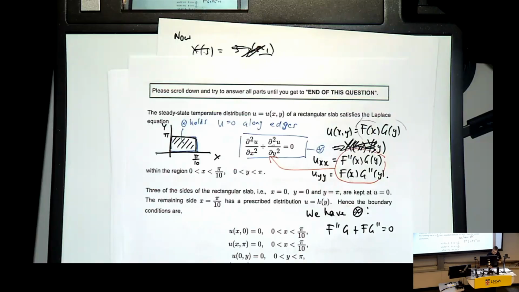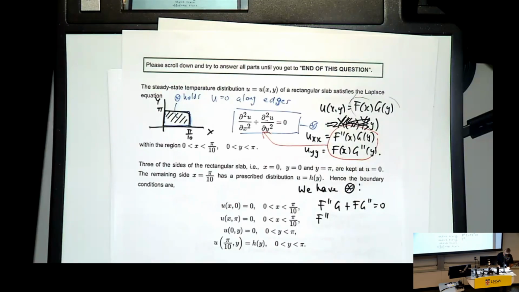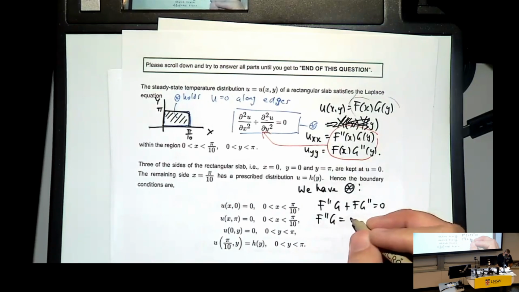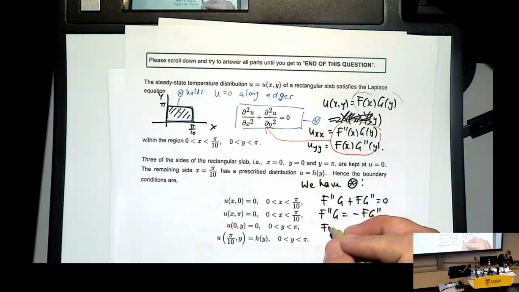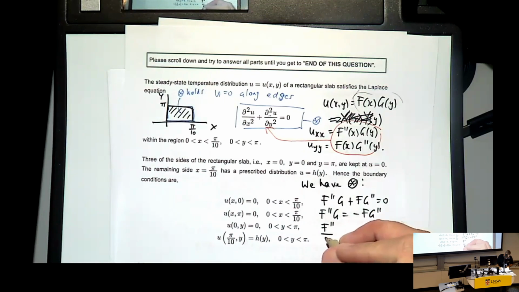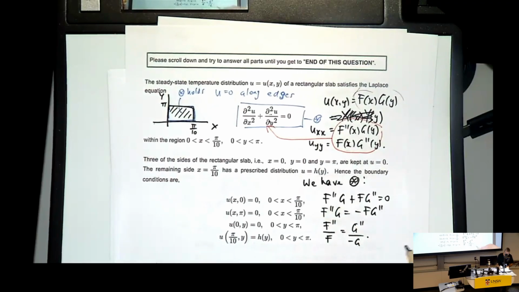So let's do that. Okay, and then let's pull these apart and see what happens. Okay? So I'm going to pull them apart. I'm going to say, okay, f double prime over f equals g double prime over negative g. I'll just put the negative sign down there. Okay, so basically I've just moved bits of that equation around.